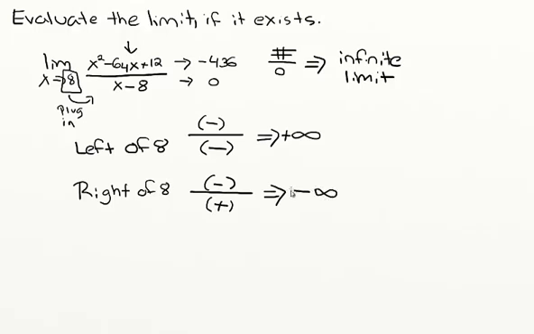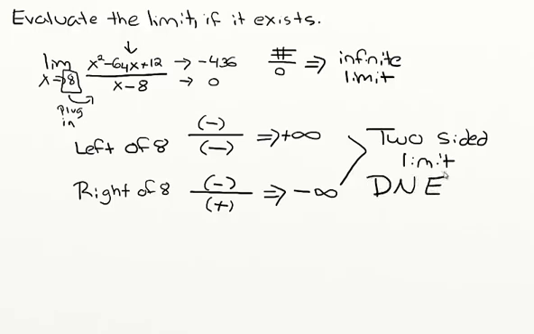Now notice that these left and right limits don't exactly exist. This is just their trend, right? So since the left and right trend to different things, our overall two-sided limit won't exist. So the two-sided limit, and we usually abbreviate that by DNE, does not exist.